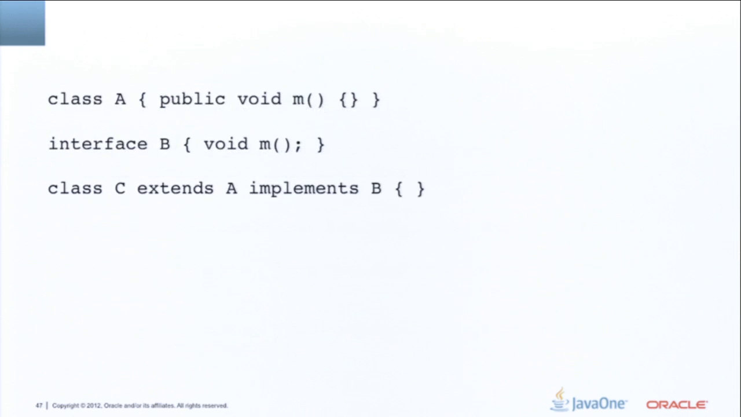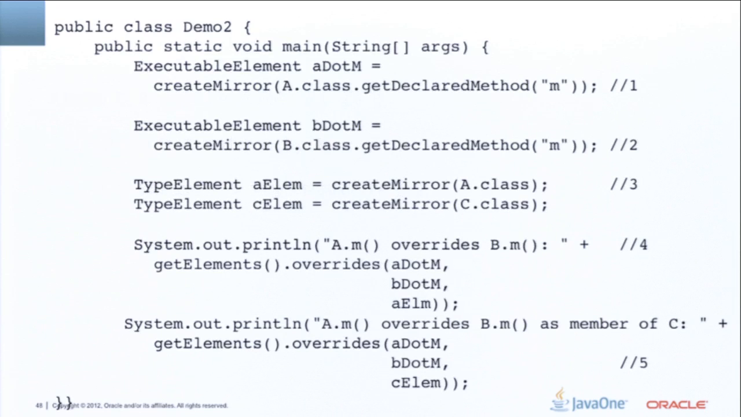The next example is the overrides example that I showed you previously. You have these declarations: class A with a method m, interface B with a method m, and class C that extends A and implements B. And if you want to query, does A.m override B.m, this is how you would do it in the model. First, you get an executable element for A.m. This is line 1, where the comment says 1. And then you get the executable element for the interface method that you want to see if you override, B.m.